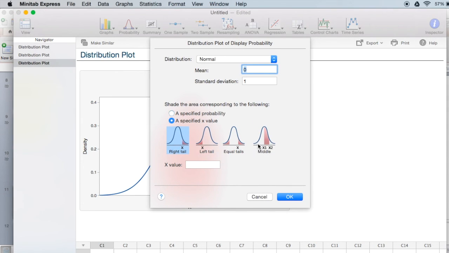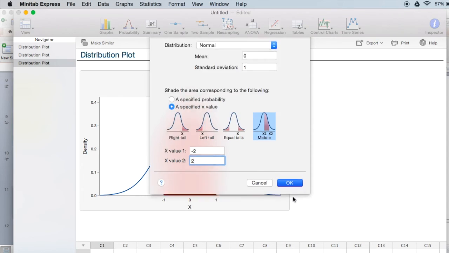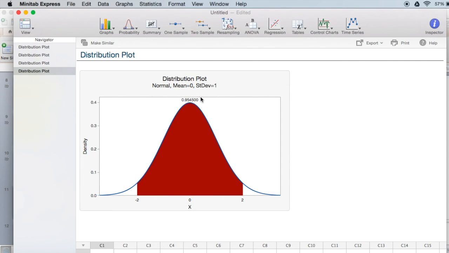We can do the same thing for 2 standard deviations, which is actually what your textbook uses most frequently. That would be between approximately 2 standard deviations of the mean, so z-scores of -2 and +2. Right? So 0.954500, or approximately 95%, fall within 2 standard deviations of the mean. So this is how you can use Minitab Express to construct a distribution plot to show where those empirical rule values are coming from.